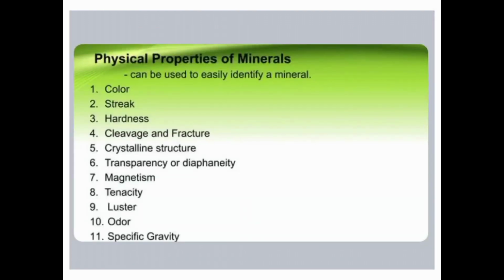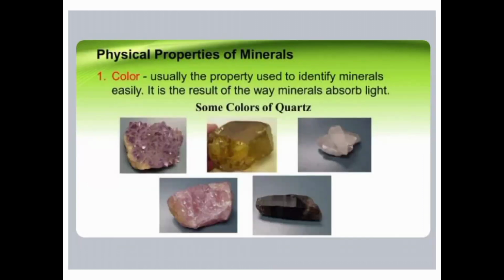So these are the physical properties of minerals. They can be used to easily identify minerals. The first one is color, then streak, hardness, cleavage and fracture, crystalline structure, transparency or diaphaneity, magnetism, tenacity, luster, and the specific gravity. So the first physical property of minerals is color.